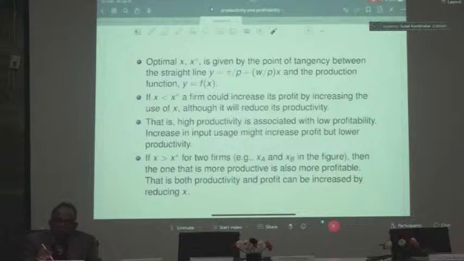If your X is less than X star, then the firm could increase profit by increasing X. That means if you have more resources, your profit is going to increase. If the firm has an X that's bigger than X star, it's way too big. So again, the profit could be increased simply by reducing your X. That means instead of expanding or using more resources, you should reduce, if your objective is to maximize profit.